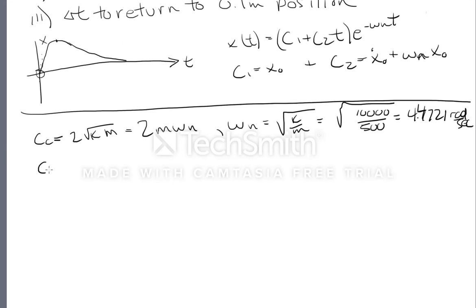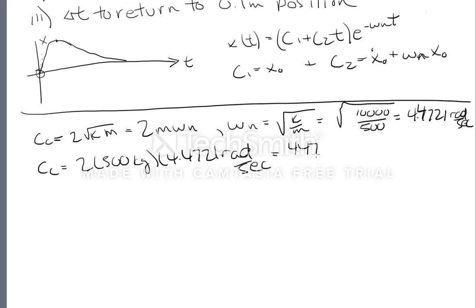Now to solve for cc, 2 times 500 kilograms times 4.4721 rad per second equals 4472.1 newton seconds per meter.